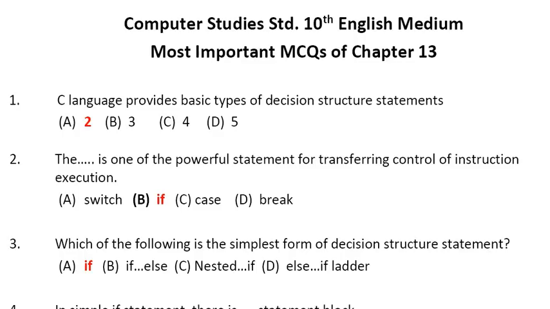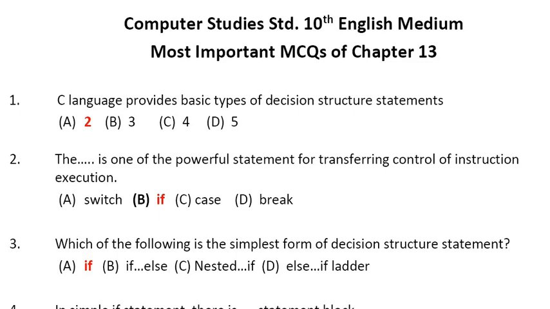Computer Studies Standard 10th English Medium. Most important MCQs of chapter number 13. First, C language provides the basic types of decision structure statements. The correct answer is option A, 2.